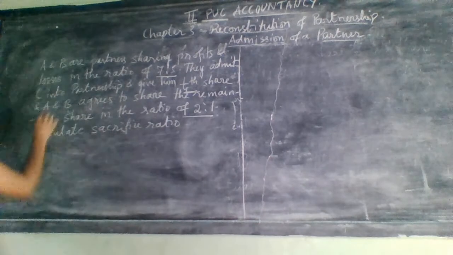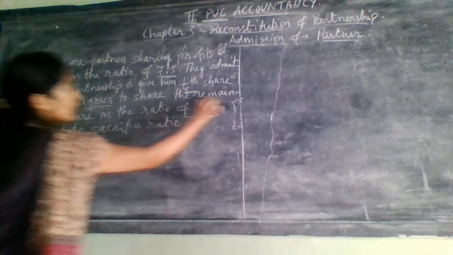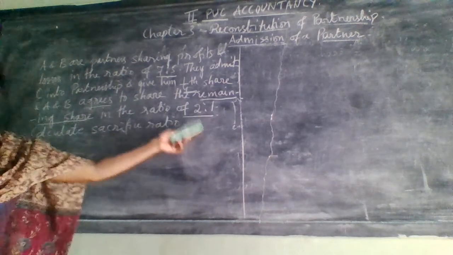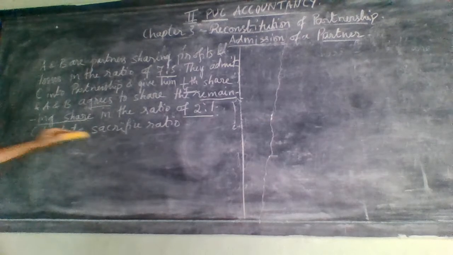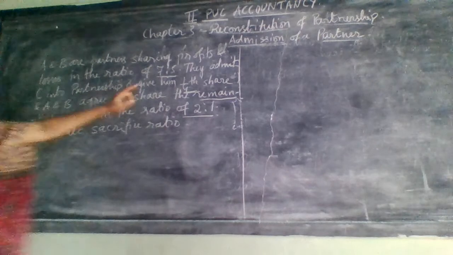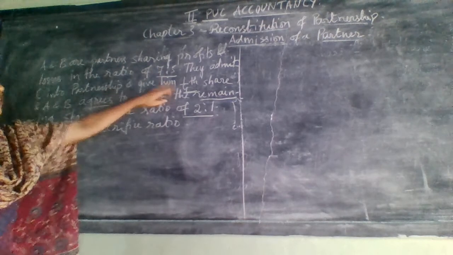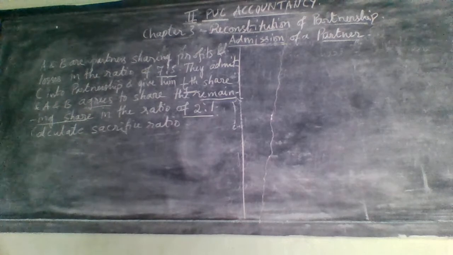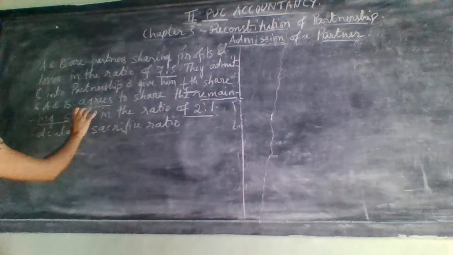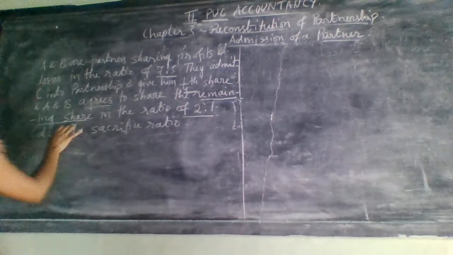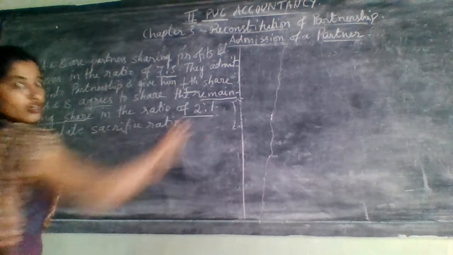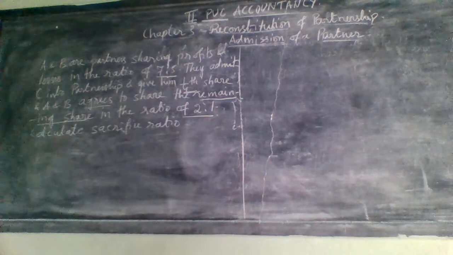A and B agree to share the remaining share in the ratio of 2:1. Calculate the sacrifice ratio. See here, one step is more. Usually in the previous problems you have the old ratio, new partner share, and the new profit sharing ratio given, but here there is no new profit sharing ratio. Instead, they have mentioned that A and B agree to share the remaining share in the ratio of 2:1. They have given the agreed share there.